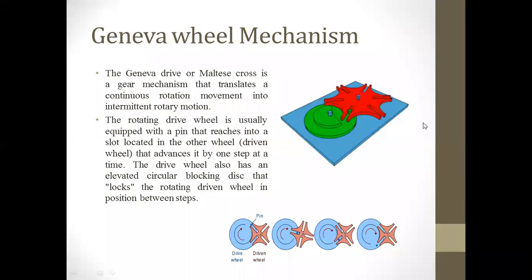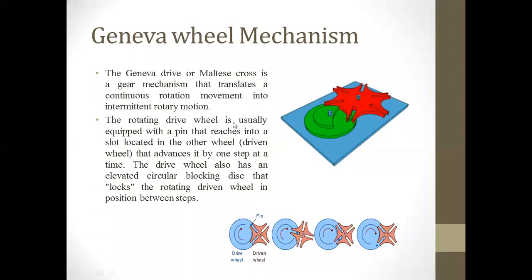So the Geneva drive, or you can say Maltese cross, is a gear mechanism which translates continuous rotation movement into intermittent rotary motion. So continuous motion of this particular crank is converted into intermittent motion of this particular wheel. This wheel is called a Geneva wheel. It looks like a cross, so that is why it is called a Maltese cross.